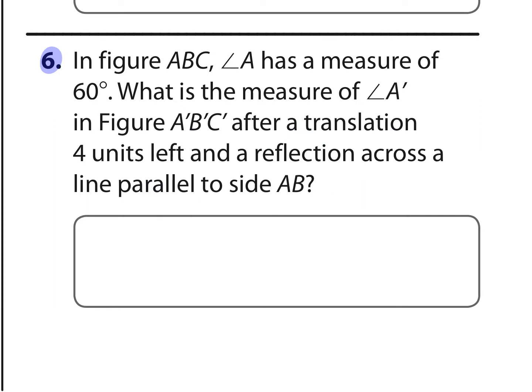In figure ABC, angle A has a measure of 60 degrees. What's the measure of angle A prime in figure A prime B prime C prime after a translation and a reflection? So these transformations just stay congruent. It doesn't change the size of the figure or the shape of the figure. So the measure of angle A prime is 60 degrees. And we know that because angle measures stay the same.